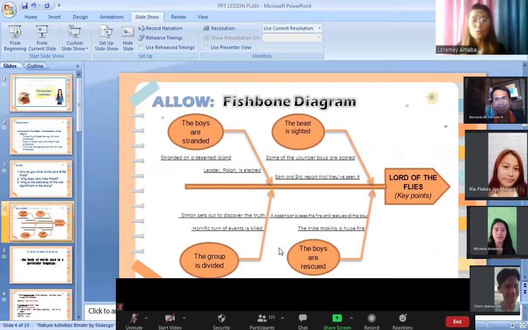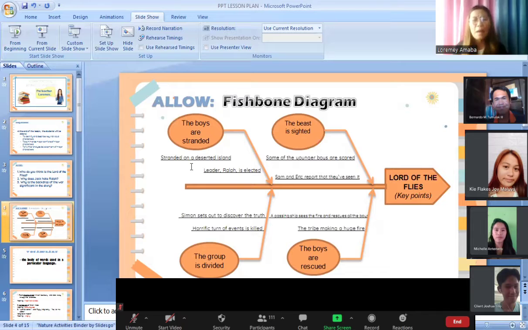First is the fishbone diagram. So can you see my screen clearly? Yes, Mom. All right. So as you've noticed, there are four circles here in the fishbone diagram, and these are all the key points in the short story. Here, the first is the boys are stranded.